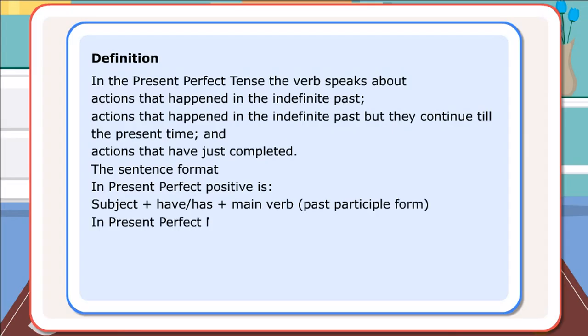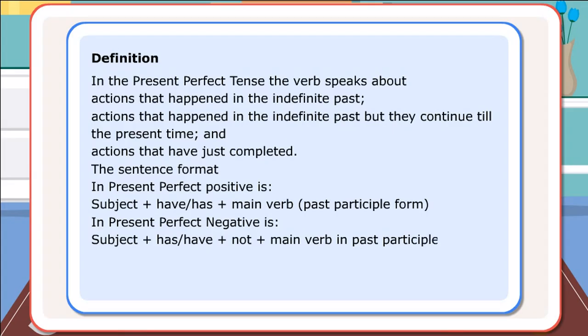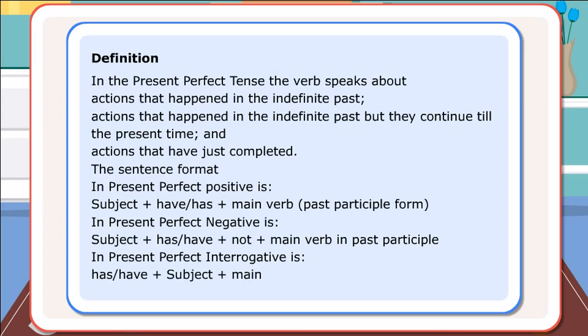The present perfect negative is subject plus has or have plus not plus main verb in past participle. The present perfect interrogative is has or have plus subject plus main verb in the past participle. Let us look at a few sentences.